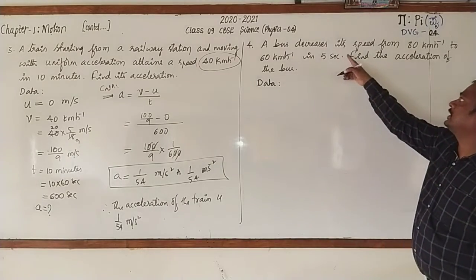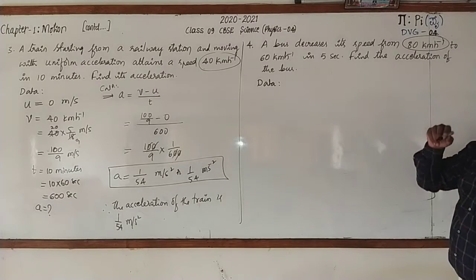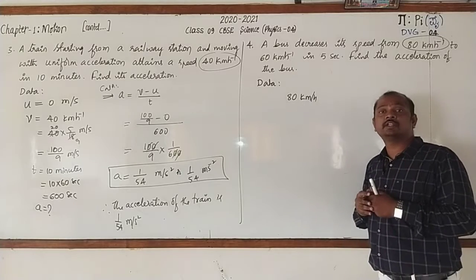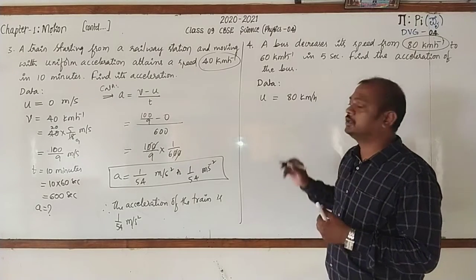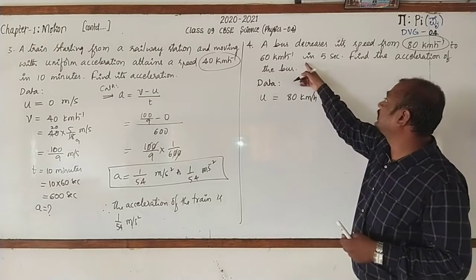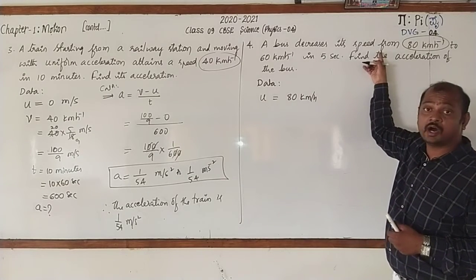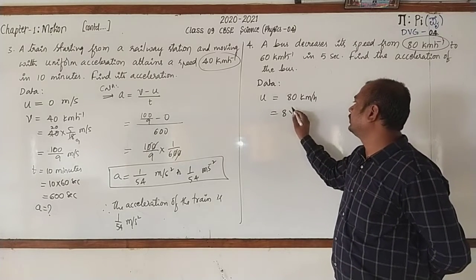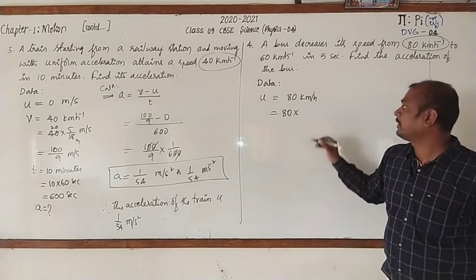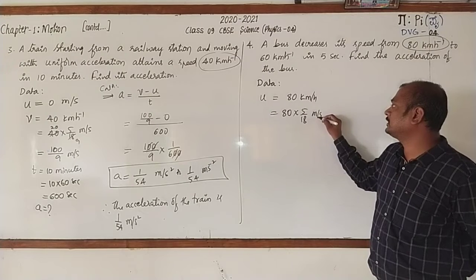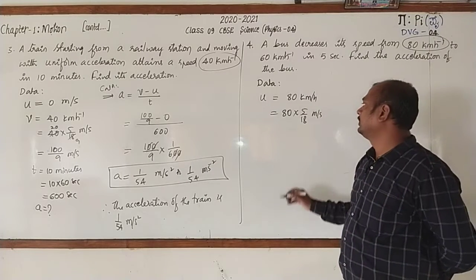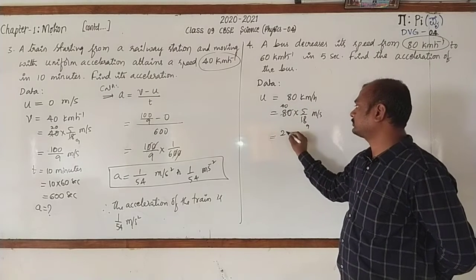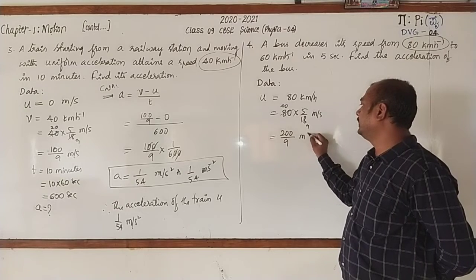Data. A bus decreases its speed from 80 km per hour. What is its starting speed? 80 km per hour. Then what do you call that starting speed? It is initial velocity. You can call it u. Observe the unit. Here 5 seconds, here kilometer per hour is there. Hence you can go for converting this into meter per second. 80 into, what is 1 kilometer per hour? It is 5 by 18 meter per second. Just go for cancelling. 2 9s are 18, 2 4s are 8, 0s. Then 4 5s are 200 by 9 meter per second.